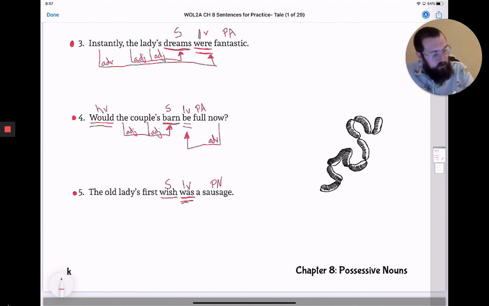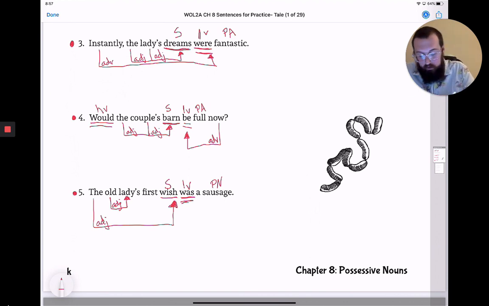All right, now we can go through and do all my modifiers. So let's work this way. The what? The wish. Now, this is where it gets a little tricky. Old isn't describing the wish. It's not an old wish. It's describing the lady, the old lady. So that is going to be an adjective. Oh, I forgot to label the. The is also an adjective.